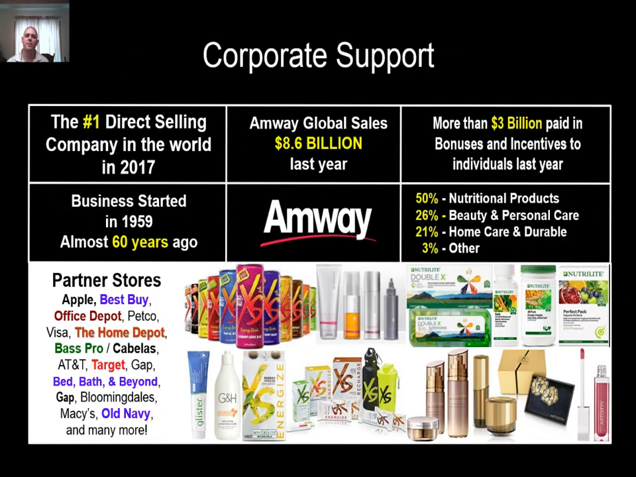Finally, we're here to talk about the corporate level. The corporation is Amway. You've probably heard of them, but maybe never knew what they actually did. They are the #1 direct selling company in the world as of 2017. Their global sales are $8.6 billion last year. This year, I believe they're estimating $12 billion. And last year, they paid out more than $3 billion in bonuses and incentives to individuals. They've been in business almost 60 years. They've got an A rating with the Better Business Bureau.